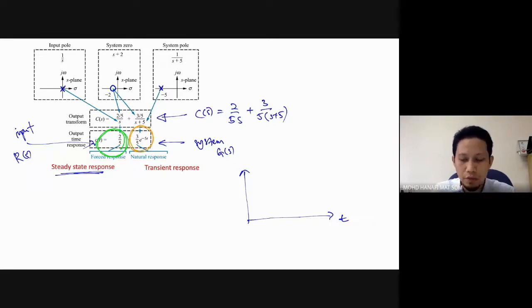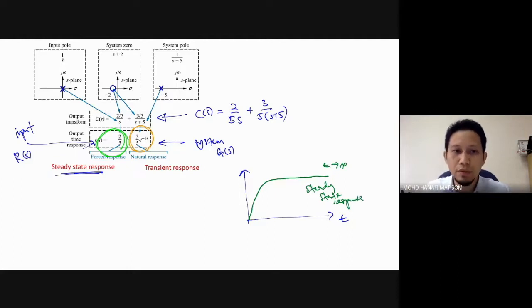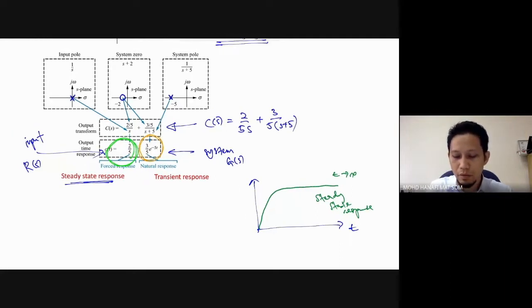You have first the transient response, and then as time approaches infinity, you get the steady state response. The value of the steady state response is the forced response caused by the input. In between, it is the transient response, which is caused by the system. The system you have here determines the transient response.